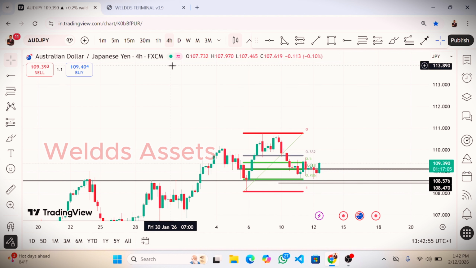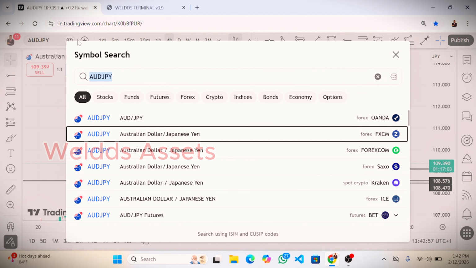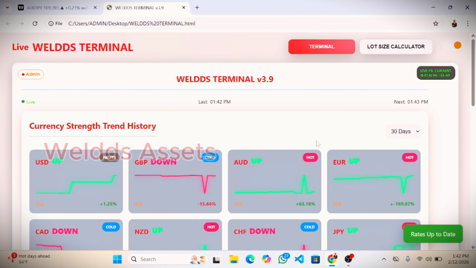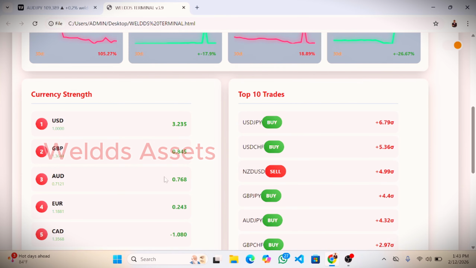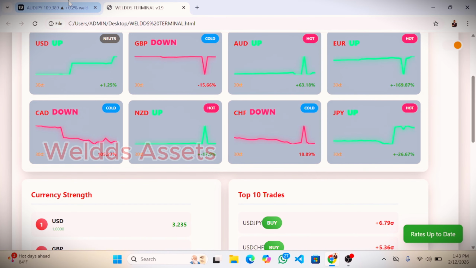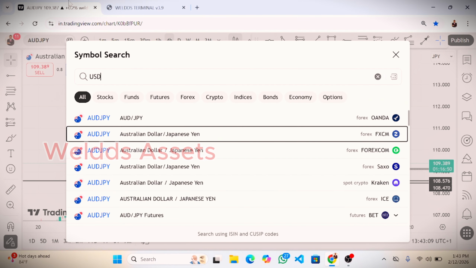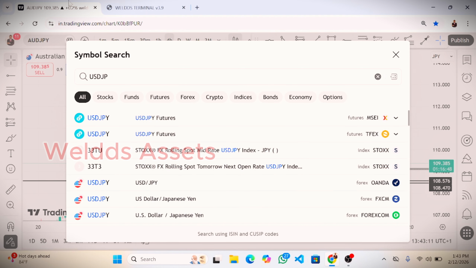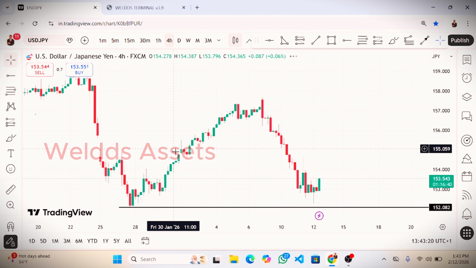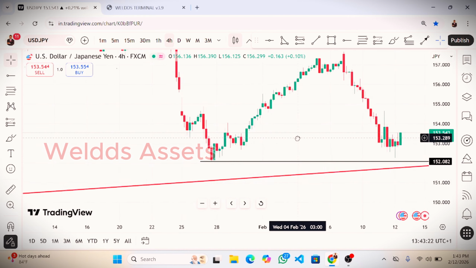So that's AUDJPY, clearly a buy, because the Weldds Terminal clearly tells us that this currency is buying, and you are seeing the position of AUD and then the position of Japanese yen. Let's look at USDJPY. This USDJPY trade, I've already executed. Yesterday was NFP, and the NFP actually favored the US dollar, because the market before NFP was consolidating badly.